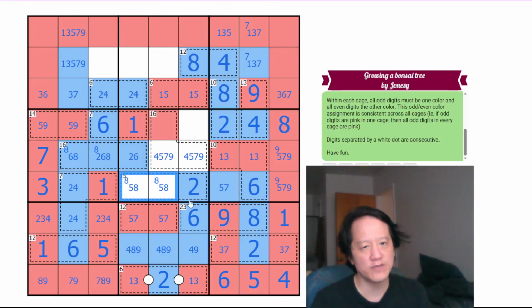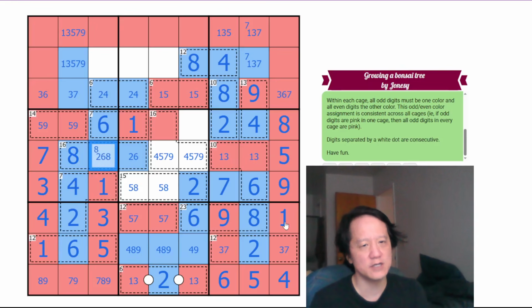So we have 2, 5, and 8. That eliminates 2, 5, and 8 in the rest of the row. No 5 here, it's 7. No 5 or 7 here, it's 9, which makes this 5. 2 eliminates 2 here, so it's 4 and 2. No 2 here, no 3 here. This is 4, which makes that 3. 6 eliminates 6 here, so it's 8. No 8 here. 6 eliminates 6 here, so it's 2, which makes this 6.